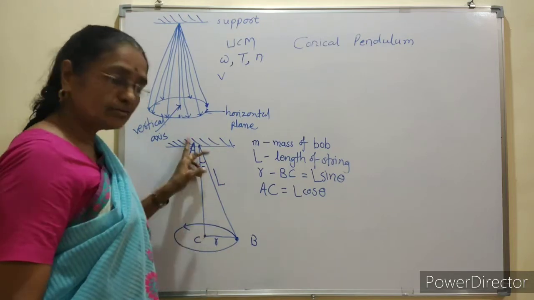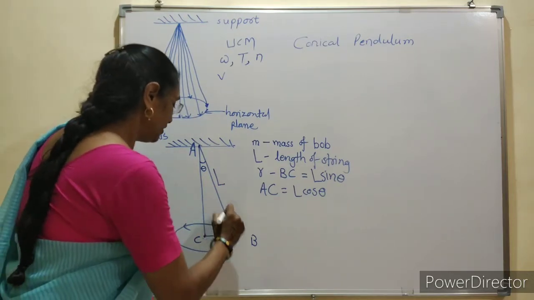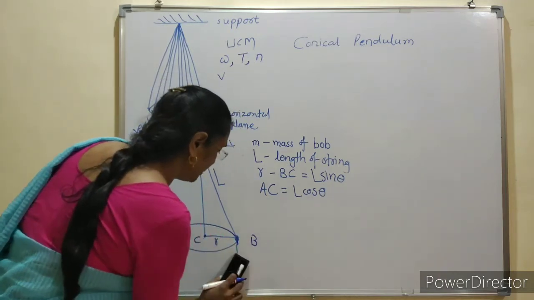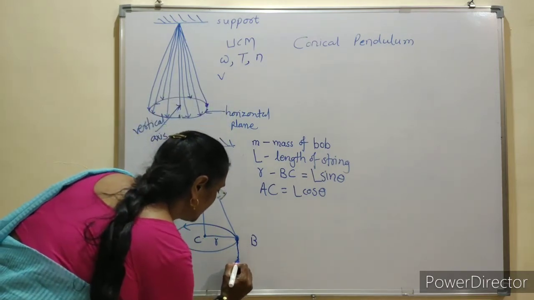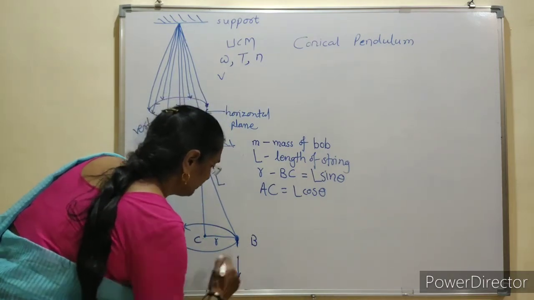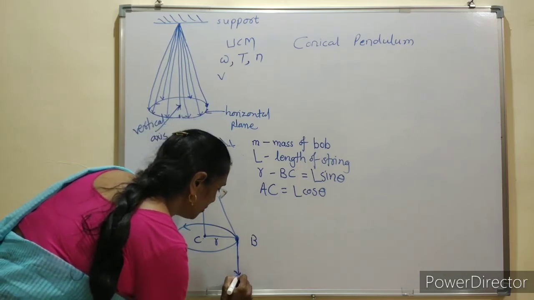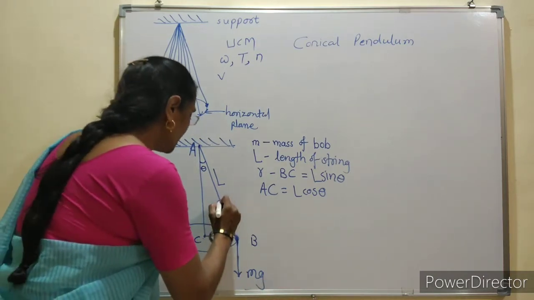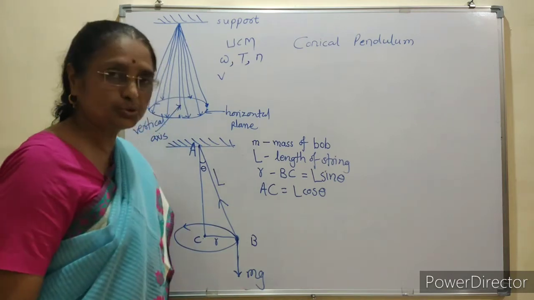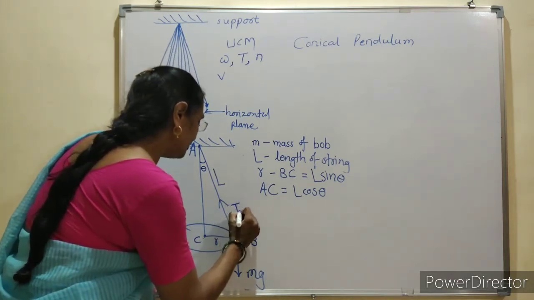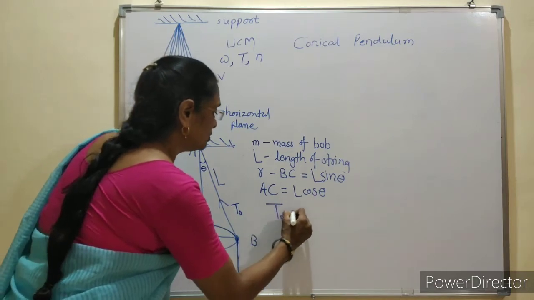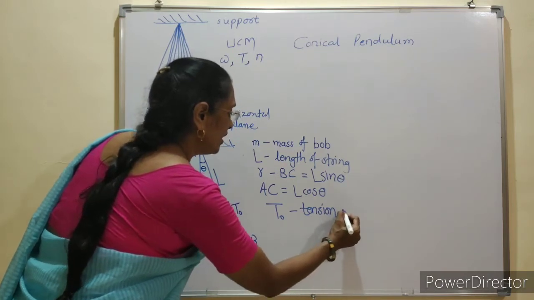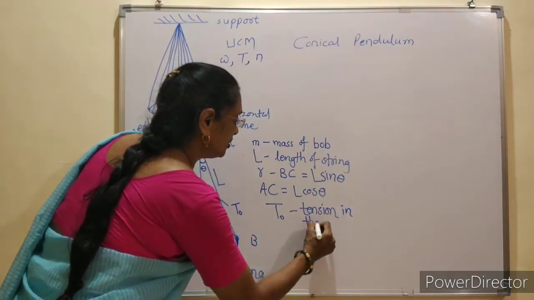Now in this system, for this point mass, the weight can be shown vertically downward. It is exactly vertically downward, mg. Now along the string there is one force due to elasticity. It is the tension in the string. T0 is representing here a force along the string, and it is called the tension in the string.